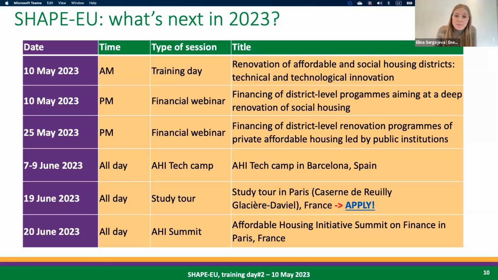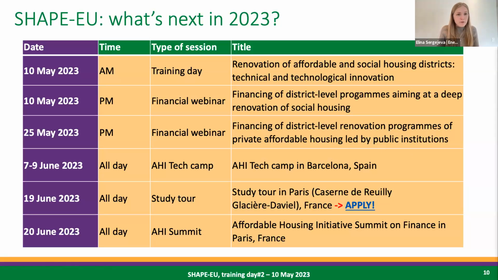So for the capacity building sessions, we have the training webinars, the finance webinars, and the tech camp. We also have study visits. There's one coming up in Paris. The applications are still open till May 12th, so if you go to the Shape EU website, you can still apply. There we will see 2 great examples of affordable housing renovation projects. We have another study visit coming up in Vienna in September.